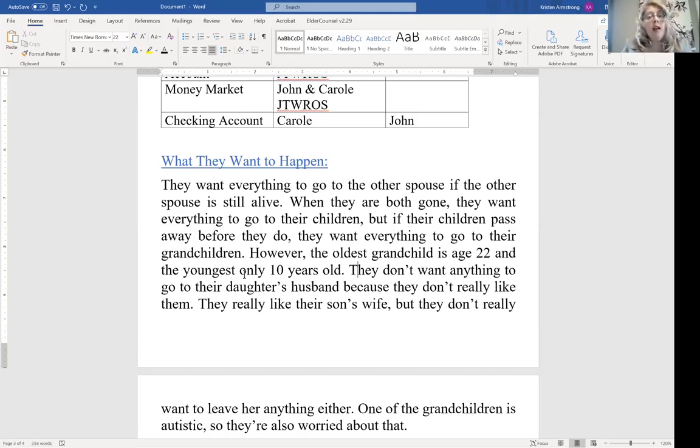Maybe, maybe not. Maybe we want the 22-year-old to wait until they're 30 or 35, or maybe we give them some at a certain age and some at a later age. We can write those kinds of provisions in a revocable trust.